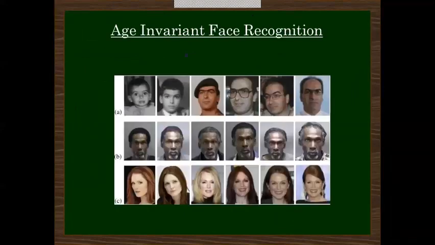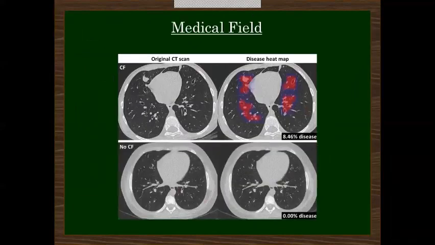Another example is age invariant face recognition. So you must have known there are many applications these days that tell you how you look or how you will look after a certain number of years. So that is basically machine learning. And it is also widely used in medical fields these days, where certain nodules from CT scans or X-ray images can detect certain types of diseases present.